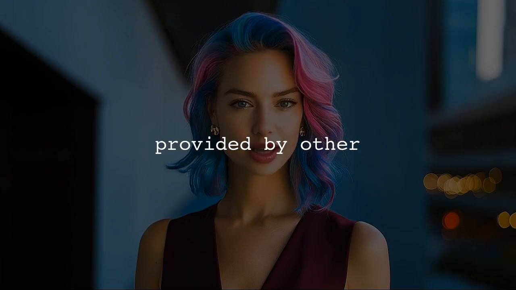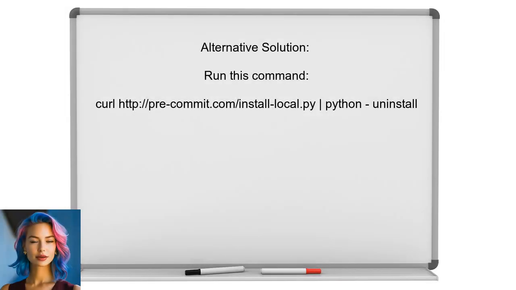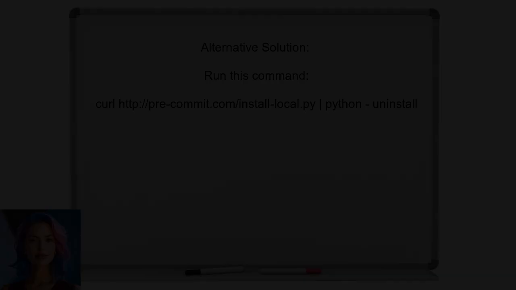Now, let's look at the answers provided by other users. An alternative solution from another user suggests using a slightly different command to uninstall pre-commit. They recommend running the command with a space between Python and uninstall.